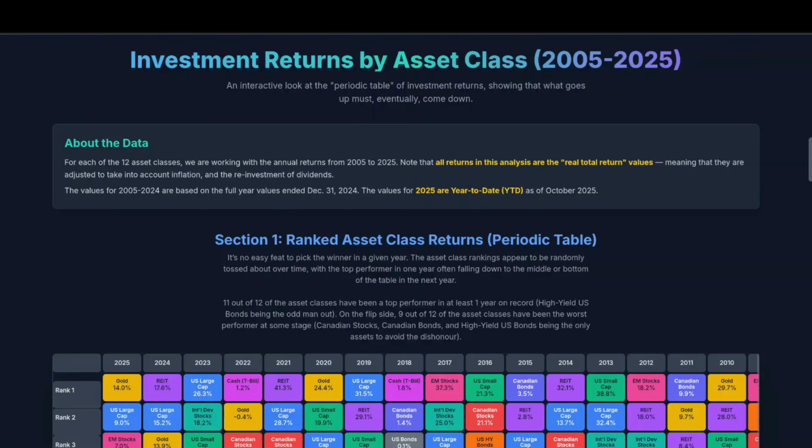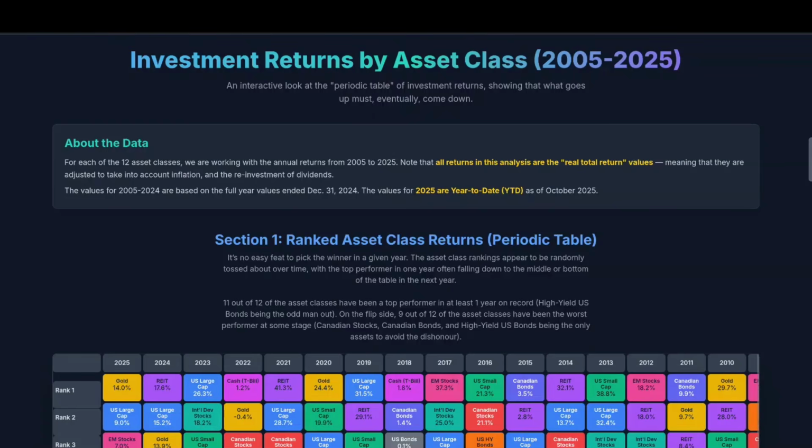So if we look at the first section, what we're going to look at is the ranked asset class returns. It's no easy feat to pick a winner in any given year. The asset class rankings appear to be randomly tossed about over time, with the top performer in one year often falling down to the middle or even the bottom of the table in the next year.